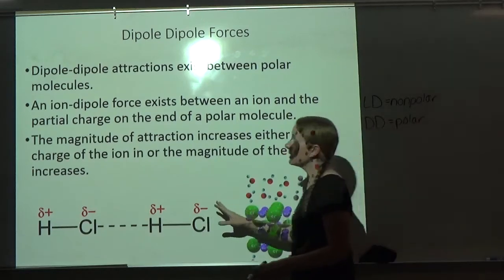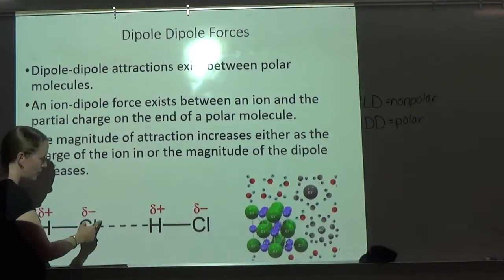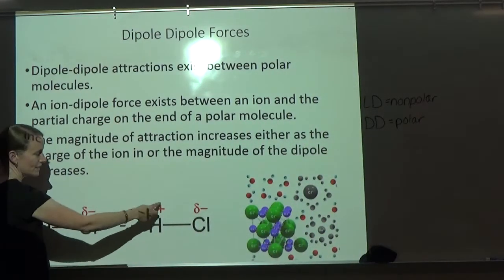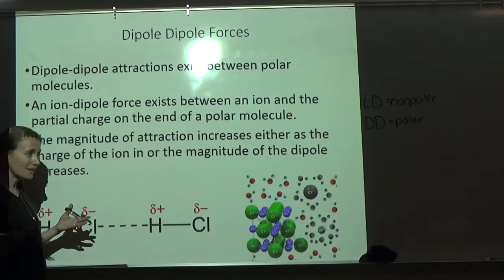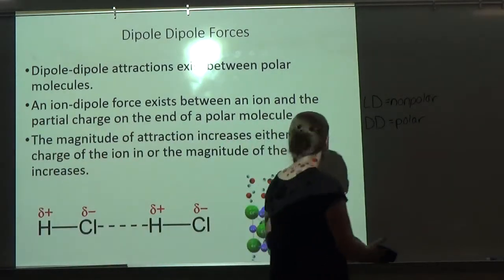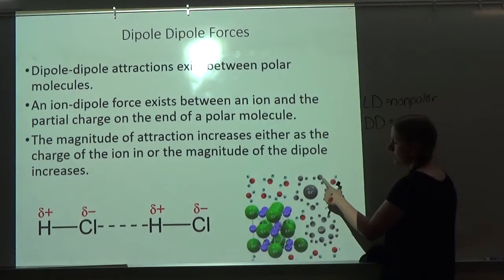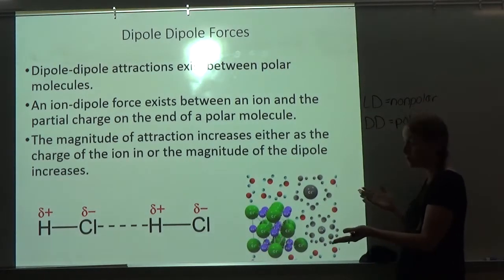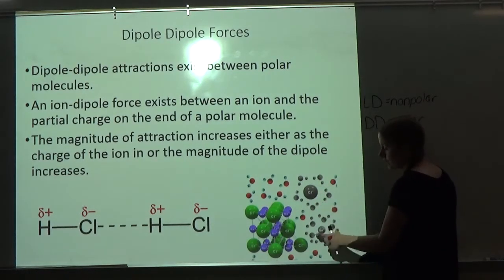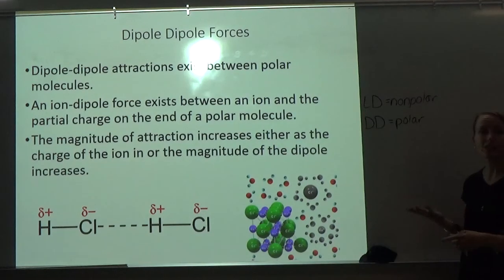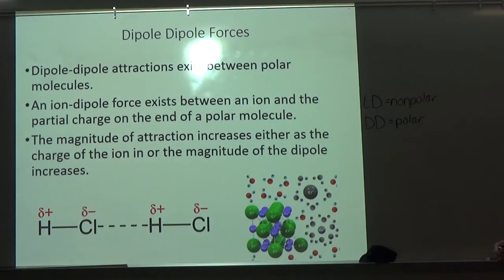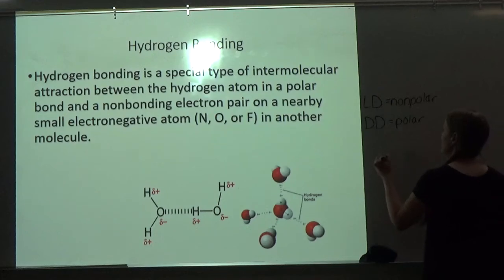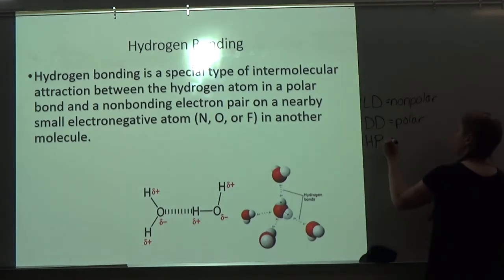Okay, so this is what a dipole-dipole attraction looks like. We have a partial negative side attracting to a partial positive side, just like a magnet. This is what ion-dipole looks like. These are water molecules. Water molecules have a dipole moment, and it's being attracted to an actual ion. So that's what ion-dipole looks like. And then the next one is hydrogen bonding.